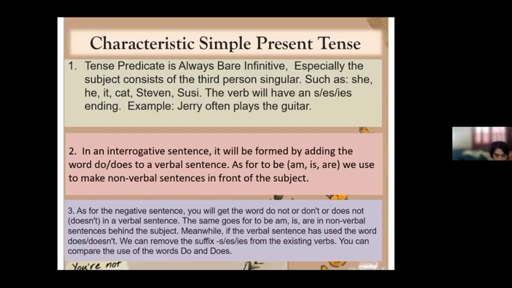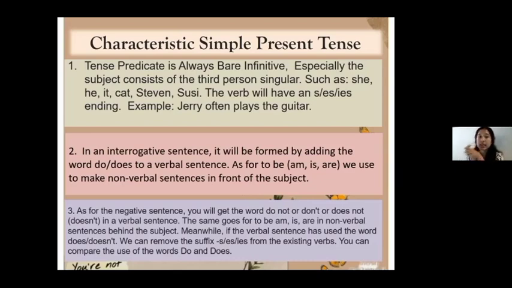Okay, the next material will be presented by Adi. Okay, thank you for the time. Here I will tell you about another characteristic of simple present tense. Number 2 is an interrogative sentence. It will be performed by adding the word do or does to a verbal sentence. As for to be, is, are, we use them to make a non-verbal sentence in front of the subject.